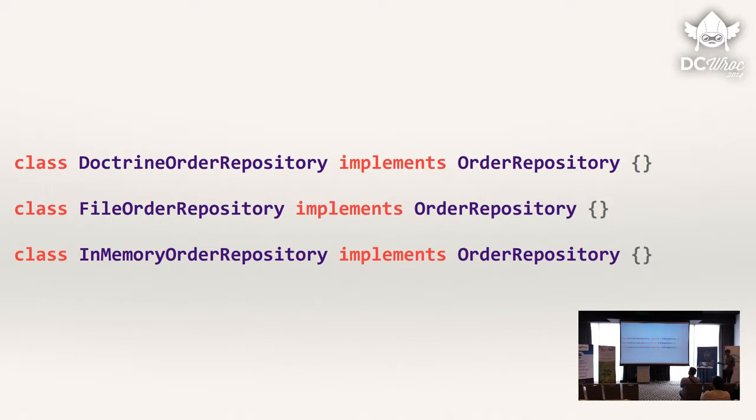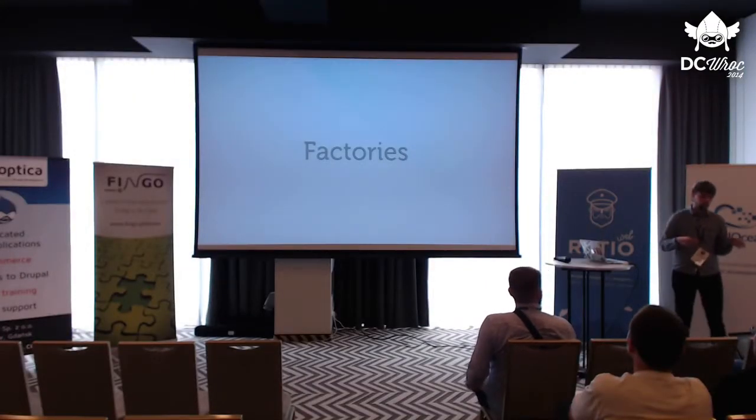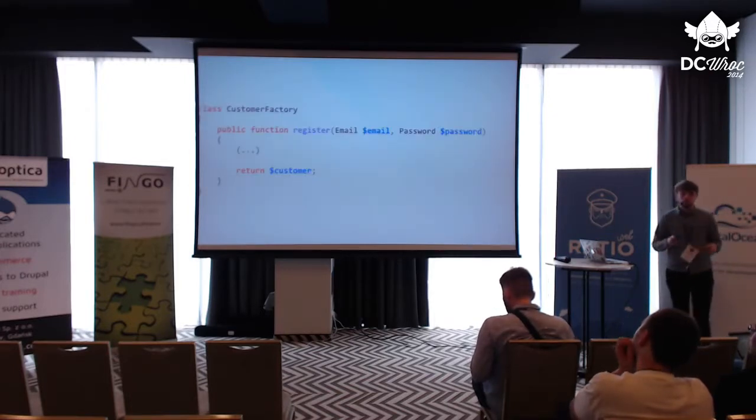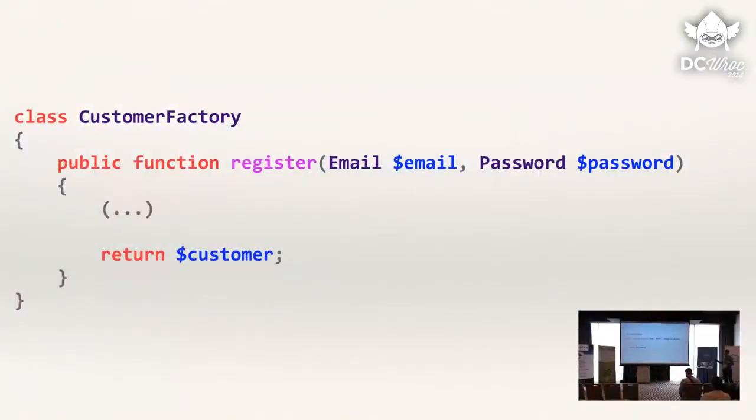So for creating new objects, factories are responsible. So this is another design pattern. If you need to create an object and it's complex to create, you need to do a lot of things in order to create it, just create a class that will do this for you. So let's say a customer factory will have a method register with an email value object and password value object, do the whole magic that needs to be done, and then return the customer object. So it will set all the properties, create other entities if needed, but we don't need to care about it. Just encapsulate registering logic in some factory and use it.